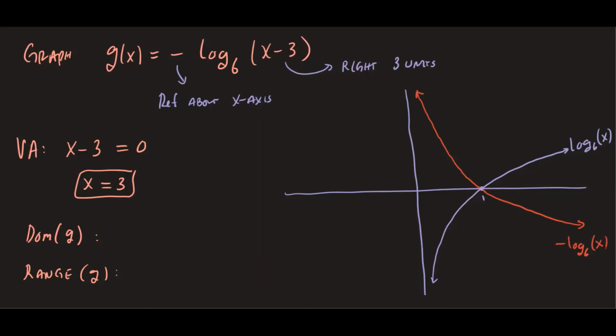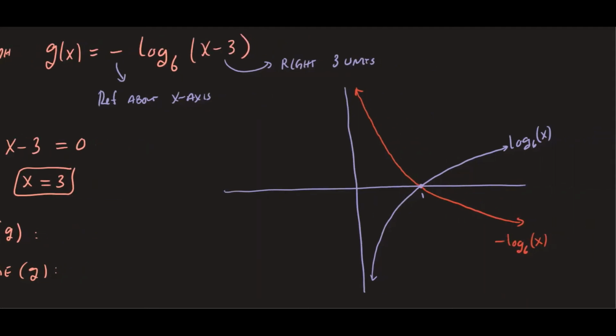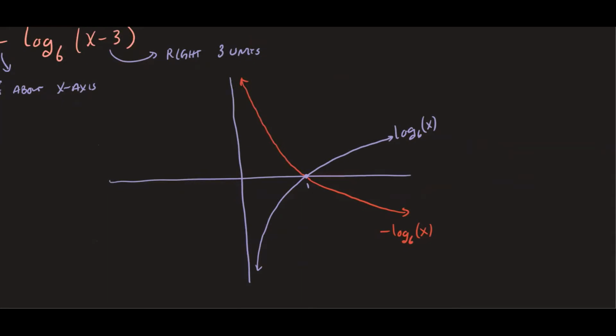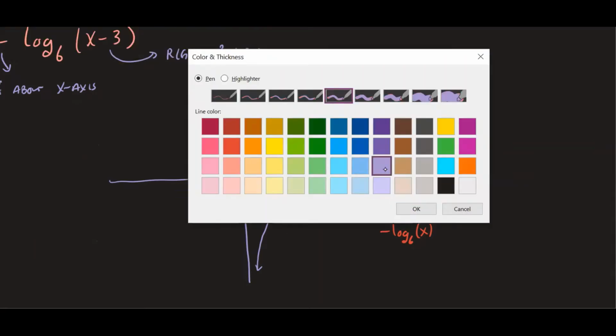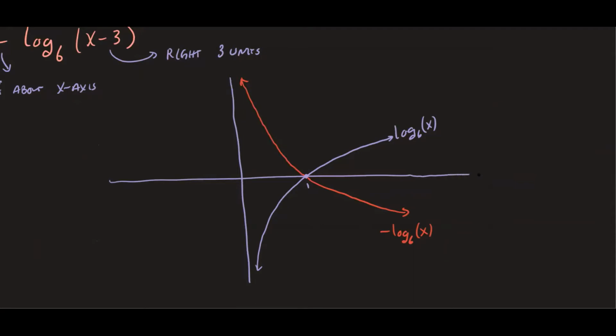And then we're going to go right 3 units. So I'll move the point 1, 0 three units to the right. Let me just extend the x-axis a little bit more. So let's move 3 units to the right. So we have 1, 2, 3. So the point 1, 0 is now at 4, 0.